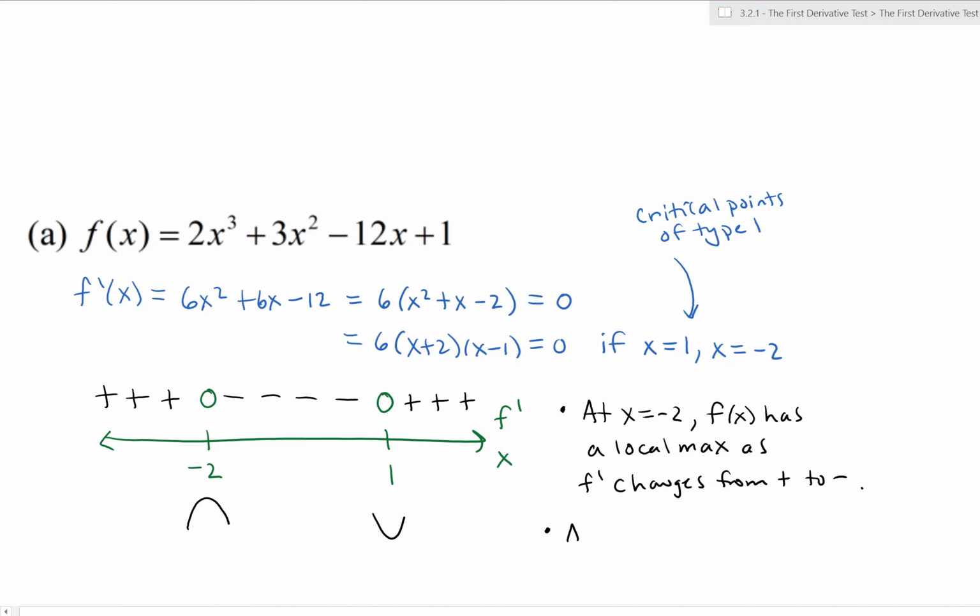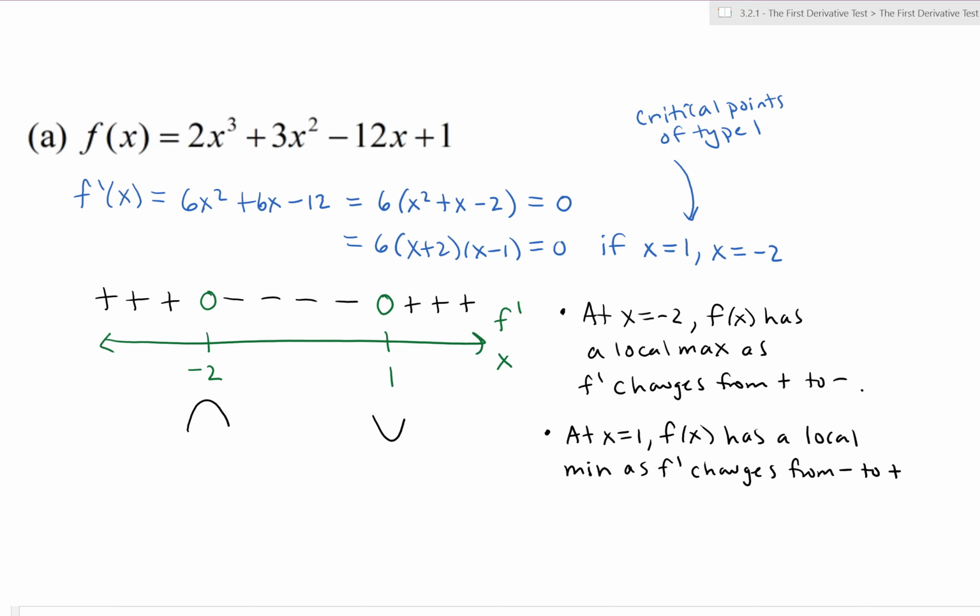Also, at the location of x = 1, this function f(x) has a local minimum, just write min, as f prime changes from negative to positive. And there's our first derivative test at use.